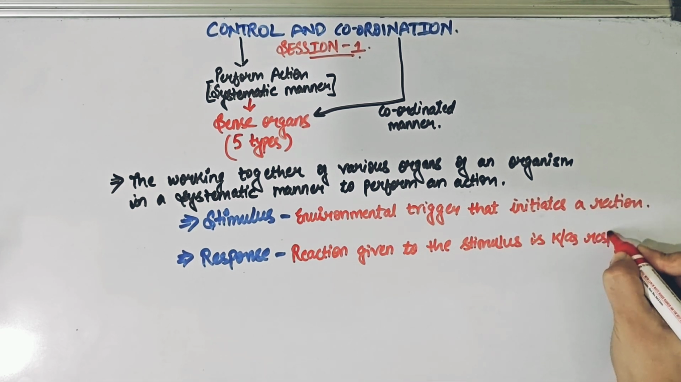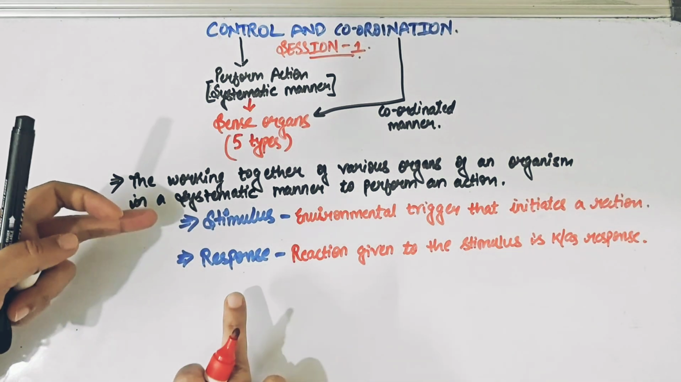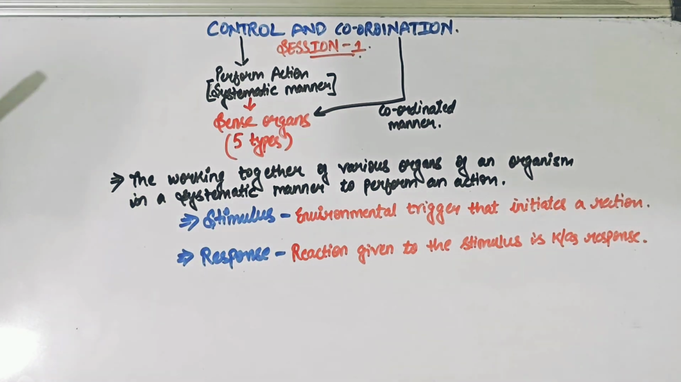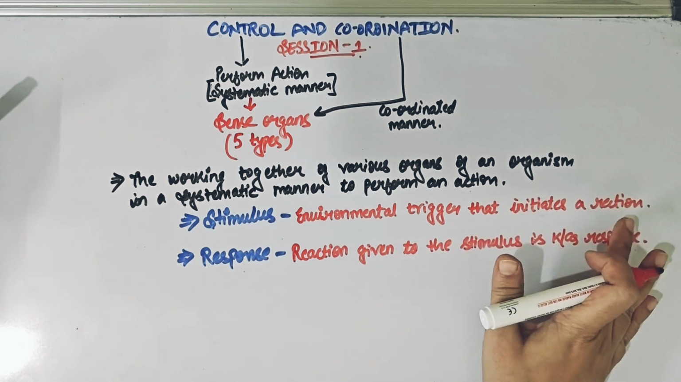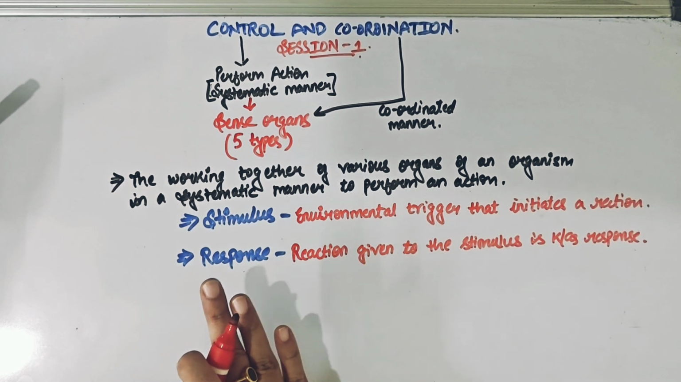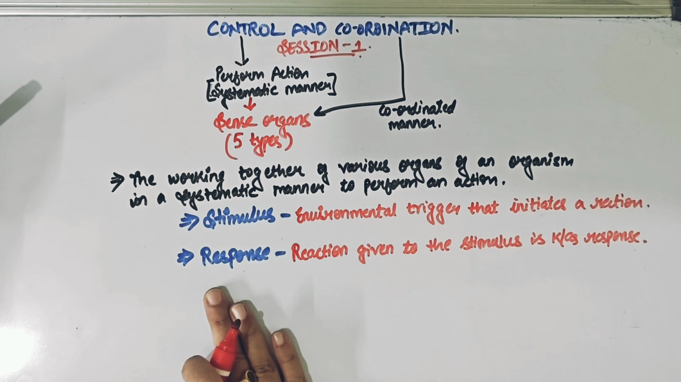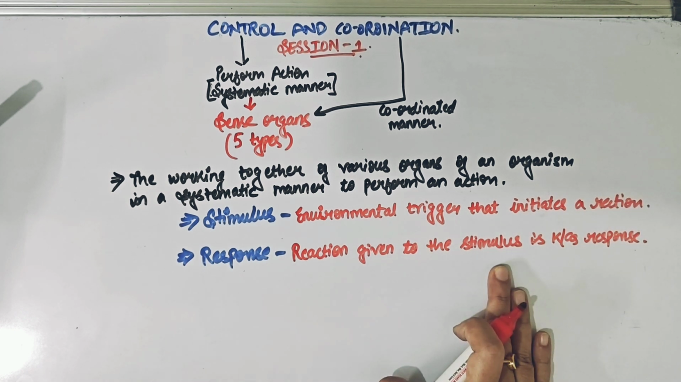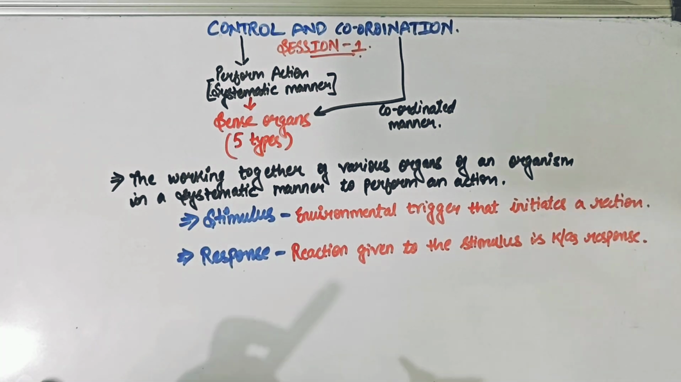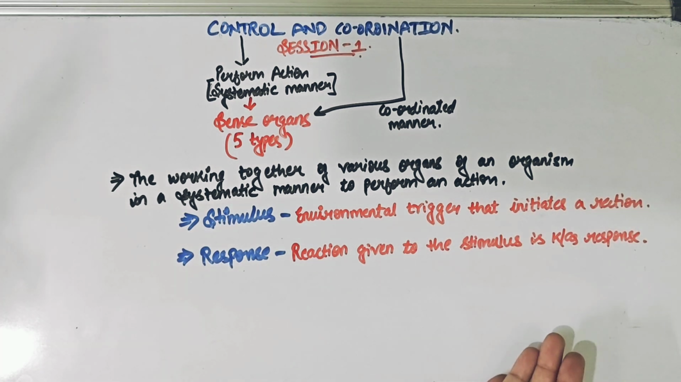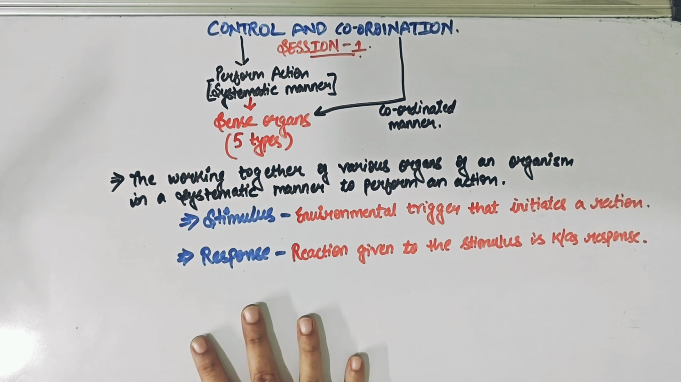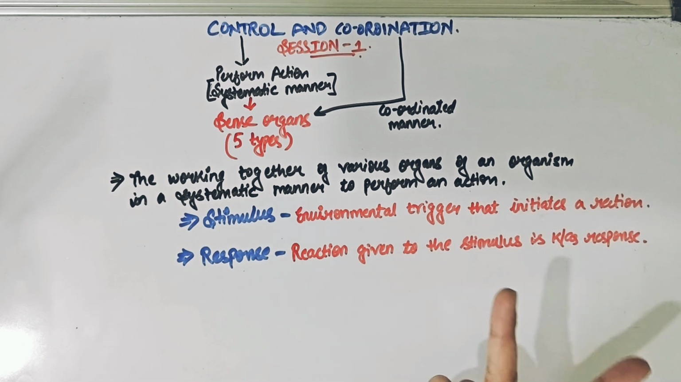So in a way, both the keywords are used hand in hand in both the definitions. What are we defining as a stimulus? It's an environmental trigger that initiates a reaction or a response. And when we talk about response, it's a reaction given to a particular stimulus. So both go hand in hand. Without stimulus, there would be no response, and without response, there would be no stimulus. Both keywords are used in control and coordination, or for performing any action.